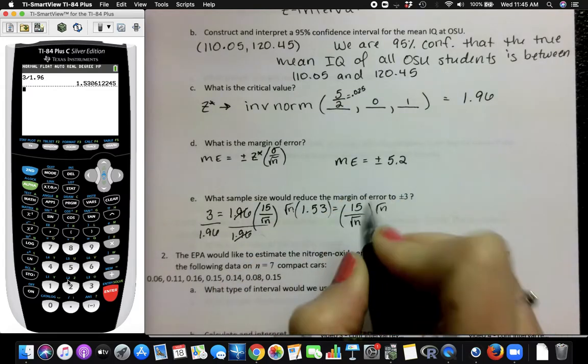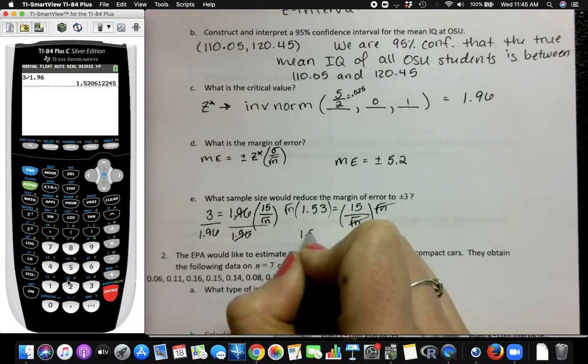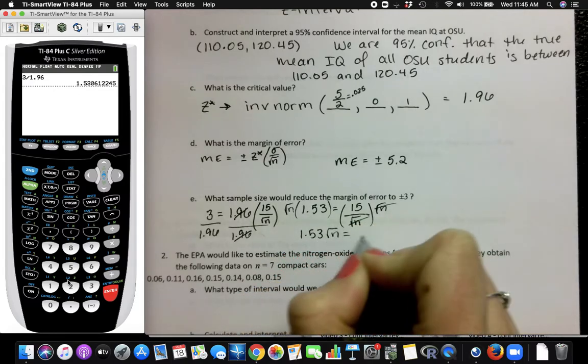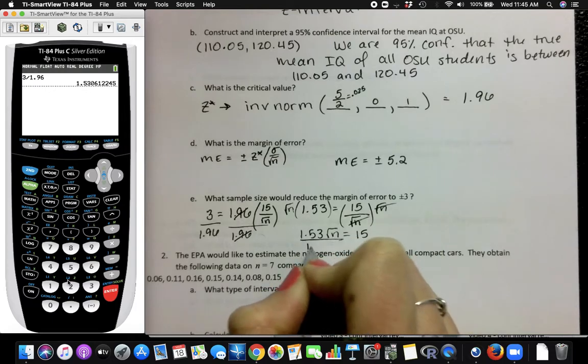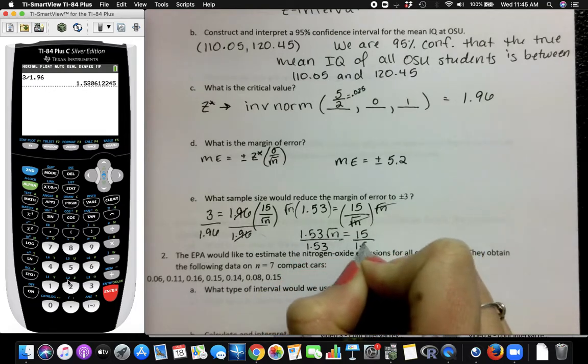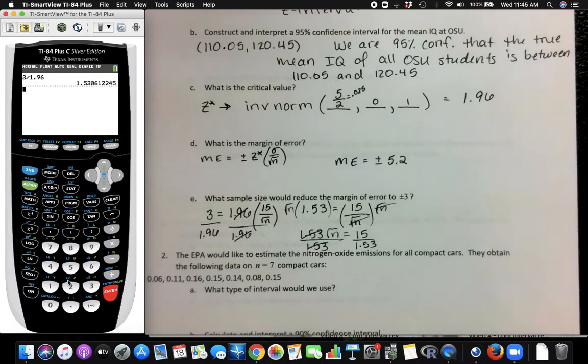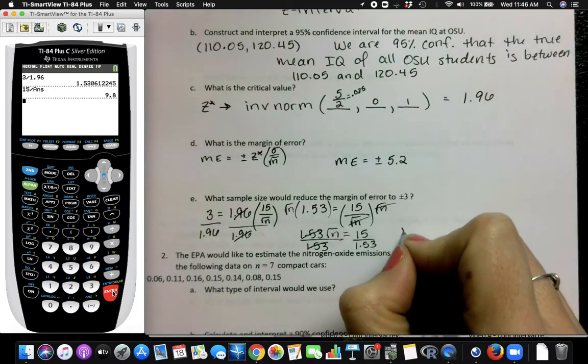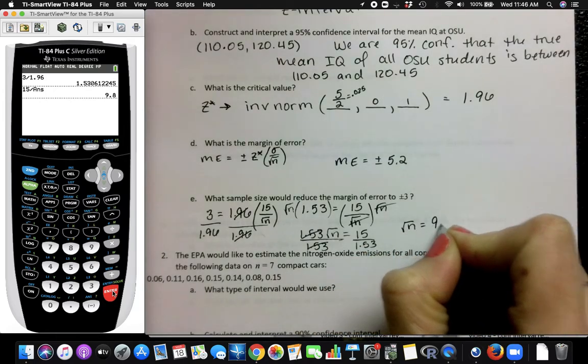I meant square root of n. Sorry. So 1.53 square root of n equals 15. Divide each side by this 1.53. So in my calculator, I'm going to do 15 divided by, and I want to use that answer. So I'm going to hit second negative, and that's going to give me the answer that I'm looking for. It's going to use the previous answer. So I now have square root of n equals 9.8.